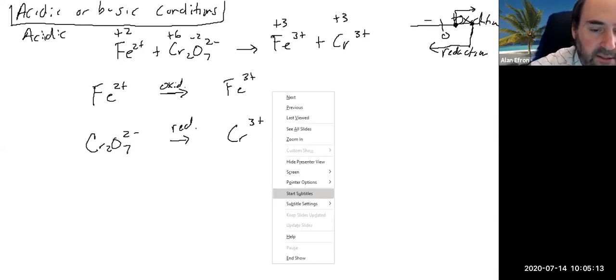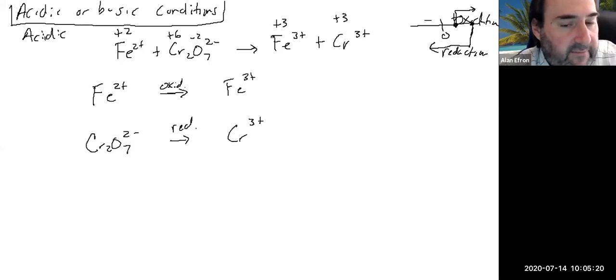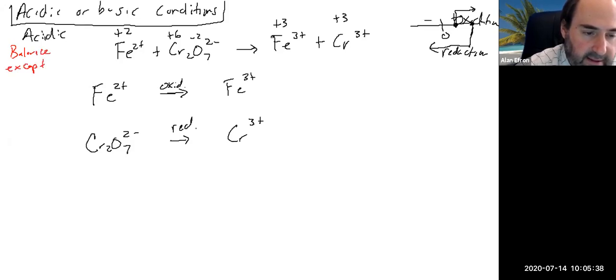All right, so once you determine who's being oxidized and who's being reduced, and once you have split it off into its 2 half reactions, the next thing that you want to do is balance every element except oxygen and hydrogen. So we want to balance everybody except oxygen and hydrogen.